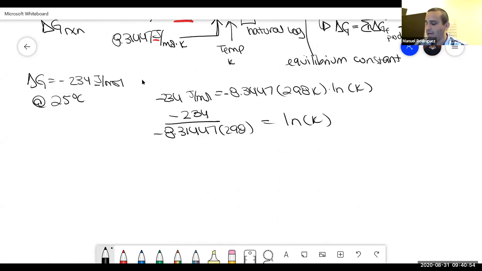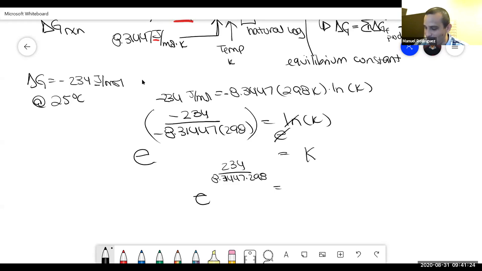And then we actually need K. So you guys know how to get K? Take all of that and do E to that. Because that E will help you remove that natural log. So in this case, E to 234 divided by 8.31447 times 298 will equal your equilibrium constant K. Good?